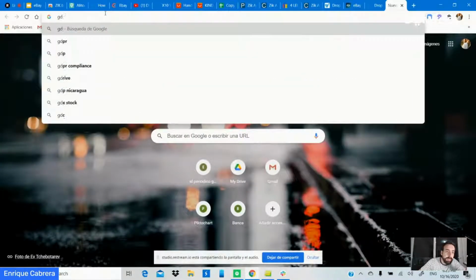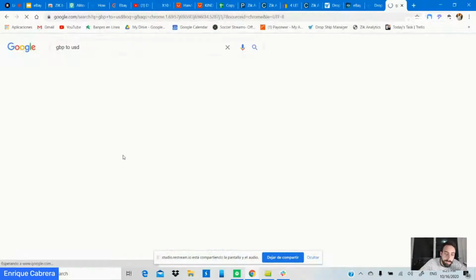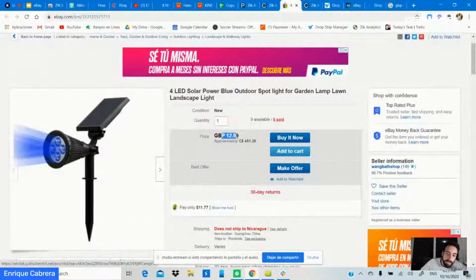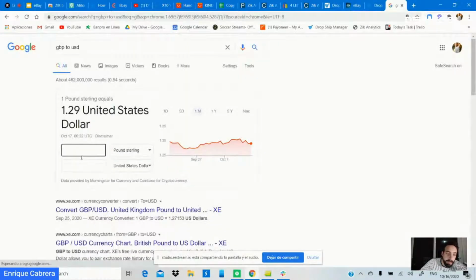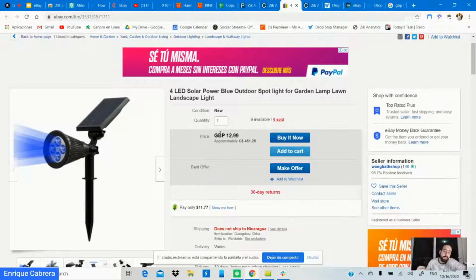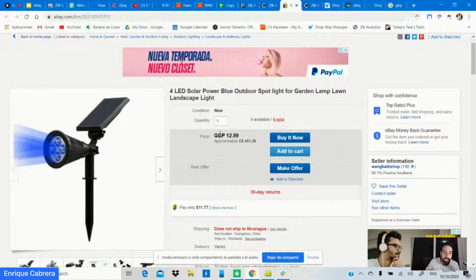GDP. Wait, hold on. It's a US dollar. There you go. So this person is pricing this for 12.99 pounds sterling. That means that it's about 16 bucks with 78 cents in US currency. Sorry, I am in Central America, so I can't say local. So now you know that this person is pricing this product for 16 bucks with 78 cents. Now you found your price.